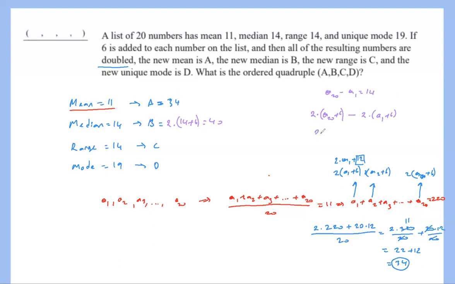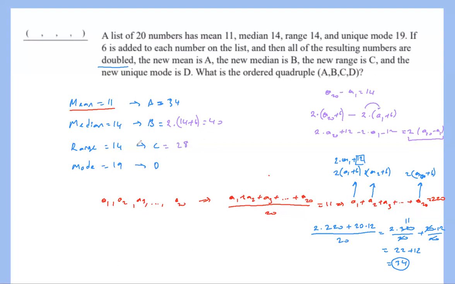And if you do so, you will get 2 times A20, which is the largest number, plus 12. And if you expand this, you will get minus 2 times A1 minus 12. As you see, the 12s will be gone, so you will get 2 times A20 minus A1. So the only thing that happened to the range is it just doubles. So we had 14, so now we will get 28 basically, and that's the answer for this part.